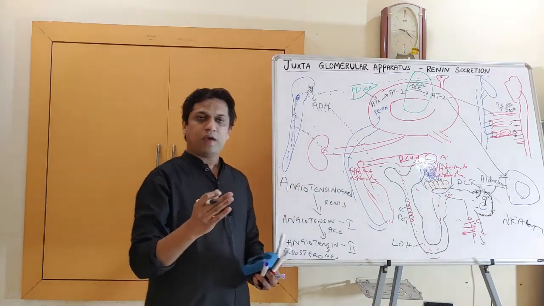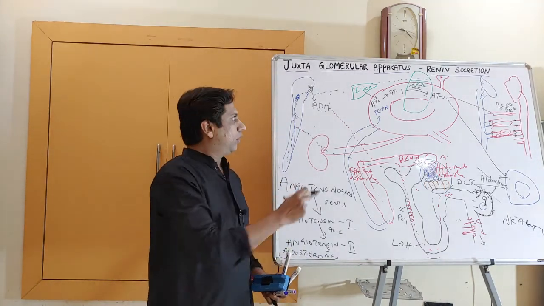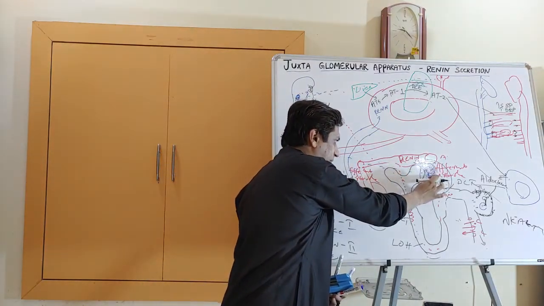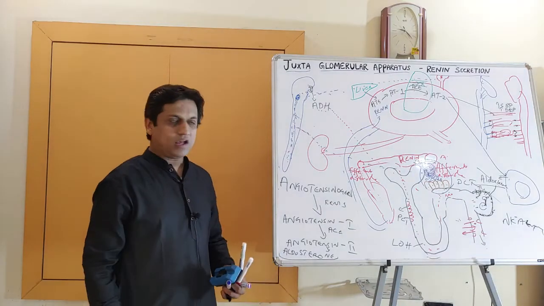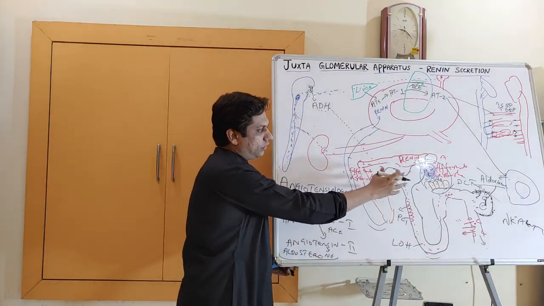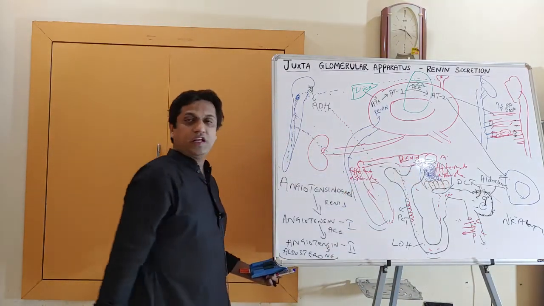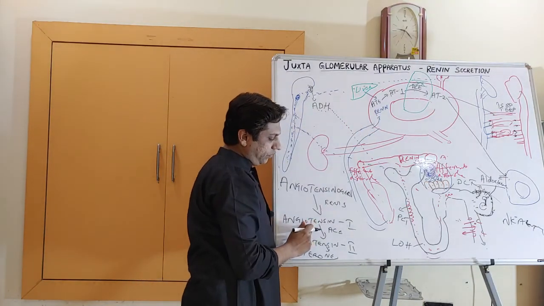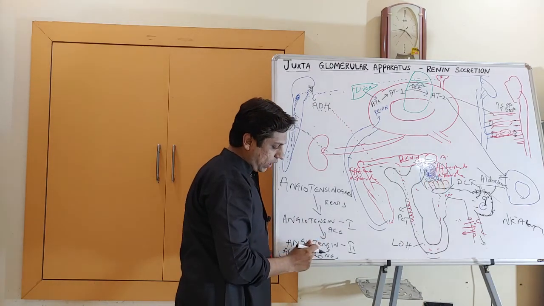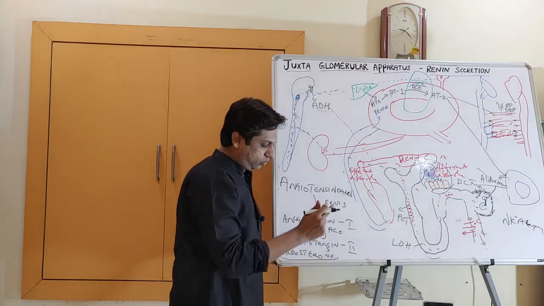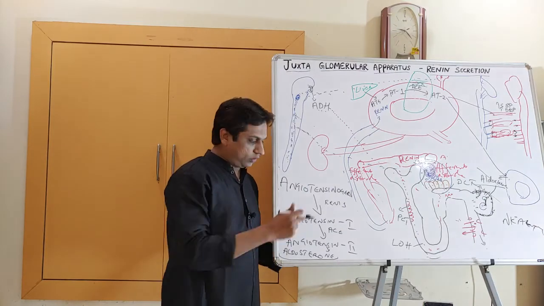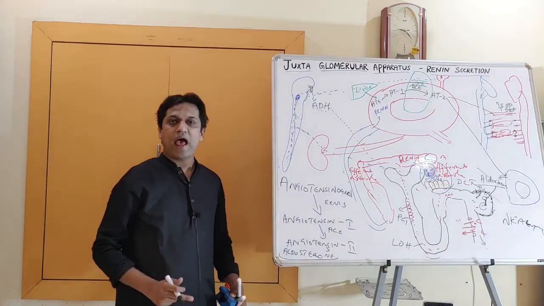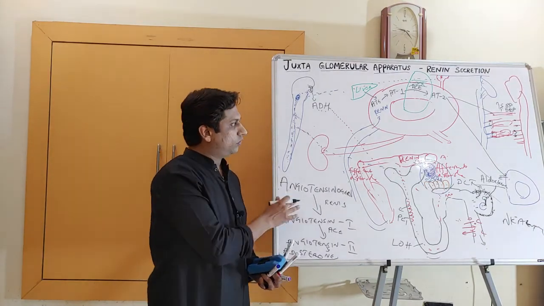Just to revise what we have studied in today's class. The juxtaglomerular apparatus consists of the juxtaglomerular cells, mesangial cells and macula densa. This juxtaglomerular apparatus mainly releases renin, and renin converts angiotensinogen into angiotensin 1, angiotensin 1 converts into angiotensin 2, and angiotensin 2 stimulates the secretion of aldosterone. So this is called the renin angiotensin aldosterone axis. Hope you understood this concept.